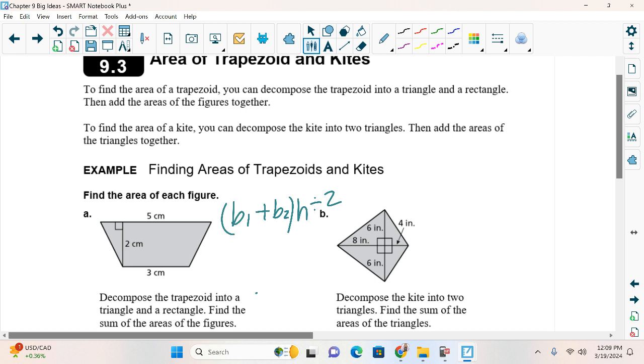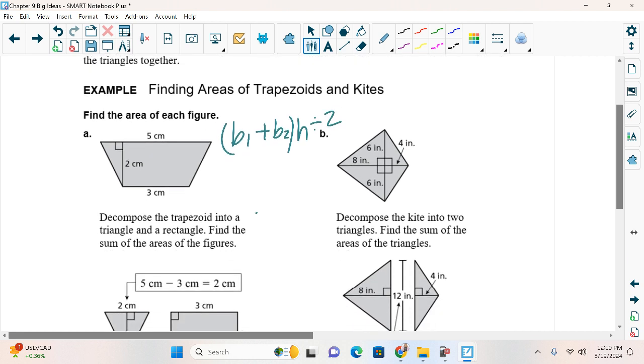So what you could do is you could come here and you plug in your numbers. Your bases are these tops and bottoms. Like this is base 1, this is base 2. Your height is always going to run between the bases, and once again, it's going to have that little square right there. So my base is 5 plus 3 times the height, which is 2, divided by 2. I could plug that straight into my calculator, and it's going to give me 8, the area of 8.